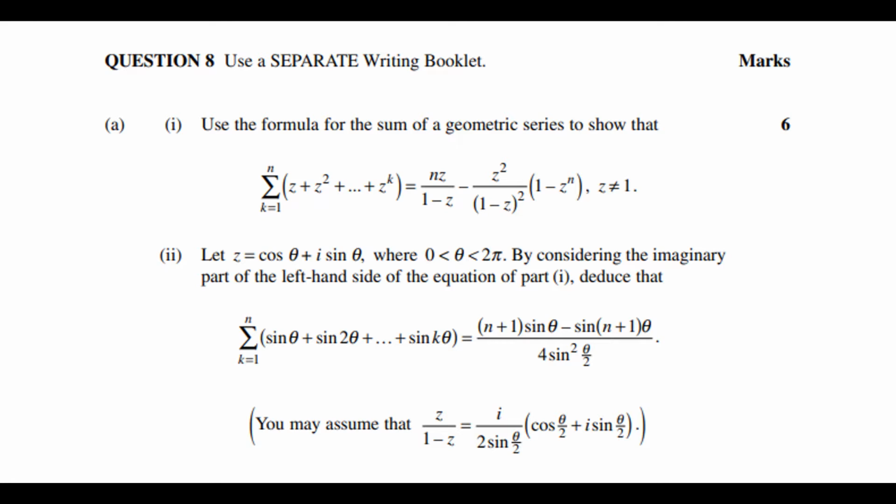Part 1 wants us to use the formula for the sum of a geometric series to show that the sum from k equals 1 to n of (z plus z squared plus all the way up to z to the k) is equal to nz on 1 minus z, minus z squared on (1 minus z) all squared, times (1 minus z to the n), for z not equal to 1.